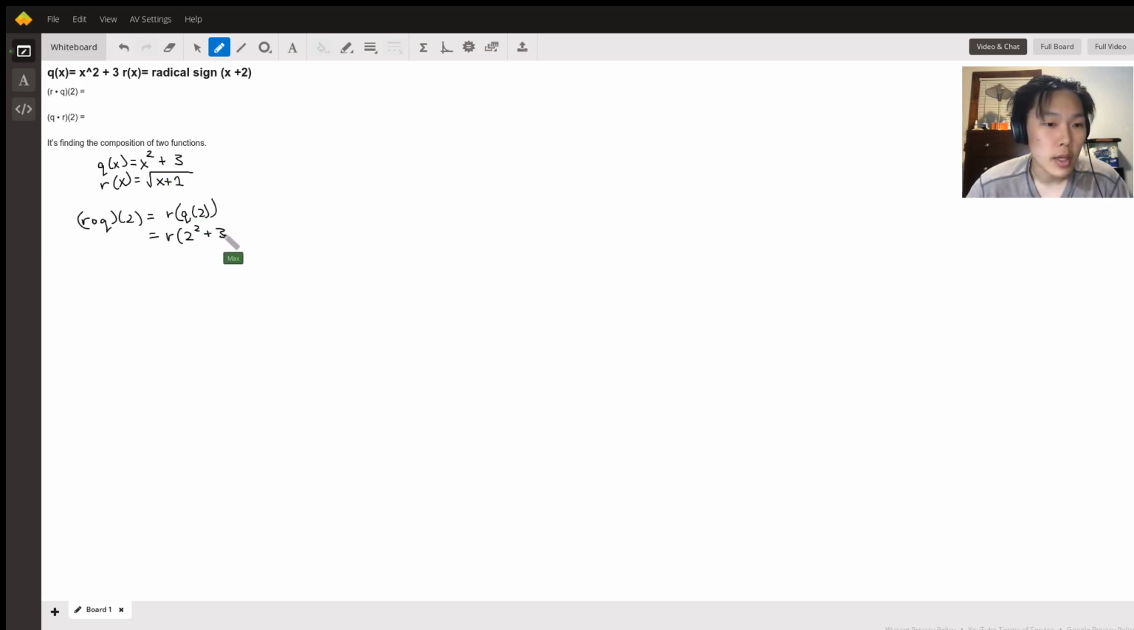squared plus 3. Notice how what I'm doing here is I'm just replacing the 2 for the x. And then we get that we'll have r of, well, this is 4 plus 3, which is 7. And now we note that, well, what is r? R of x is the square root of that x plus 2. So in this case, what we're going to be doing is we're going to be taking 7, once again replacing 7 as the x into this equation now, and then noting that, okay, well, then this would be the square root of 7 plus 2, which is the square root of 9, which gives you 3 for your first one.